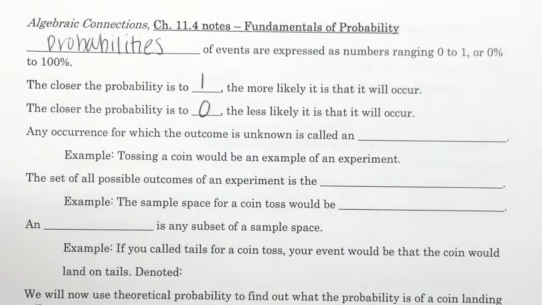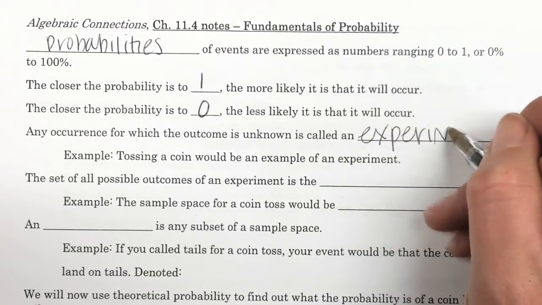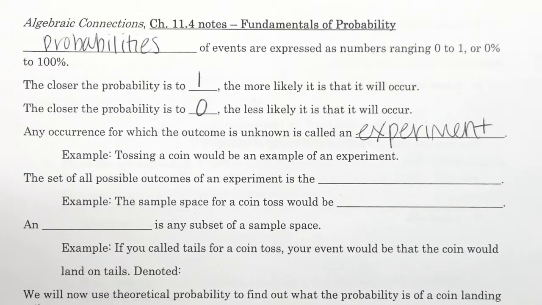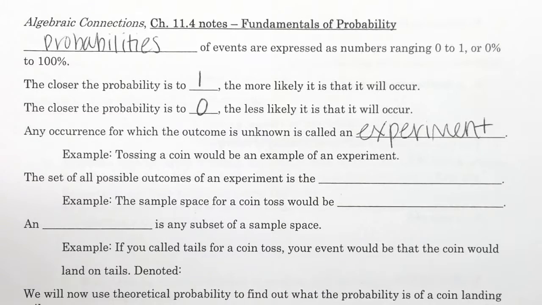Okay, the closer the probability is to 0, like a 10% or 20% chance of rain, the less likely it is that it will occur. Any occurrence for which the outcome is unknown is called an experiment, kind of like us flipping the coin. We didn't know if it was going to land on heads or tails. That's called an experiment. So again, an example is tossing a coin, because we don't know what we're going to have.